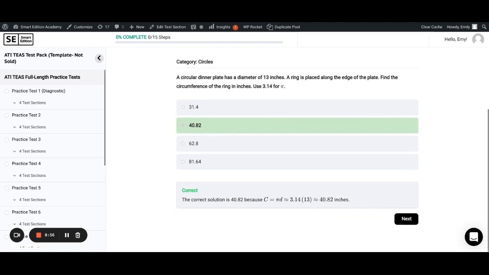So again, this is that formula that I was talking about. Circumference equals pi multiplied by diameter, which equals, in this case, 3.14, which the problem told us. And diameter, you would fill in as 13 inches because they told us the value of that variable, which gives us 40.82.